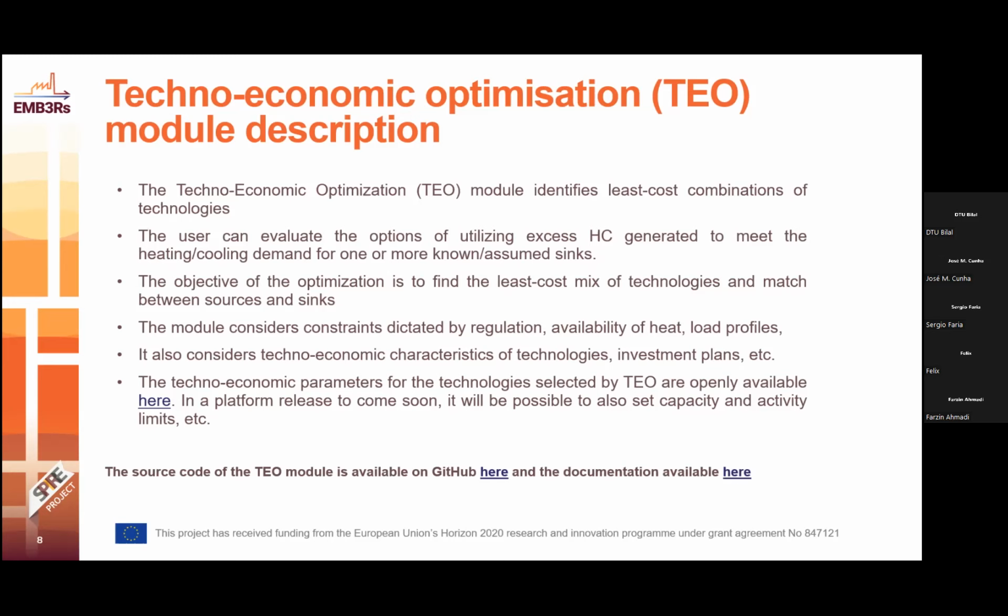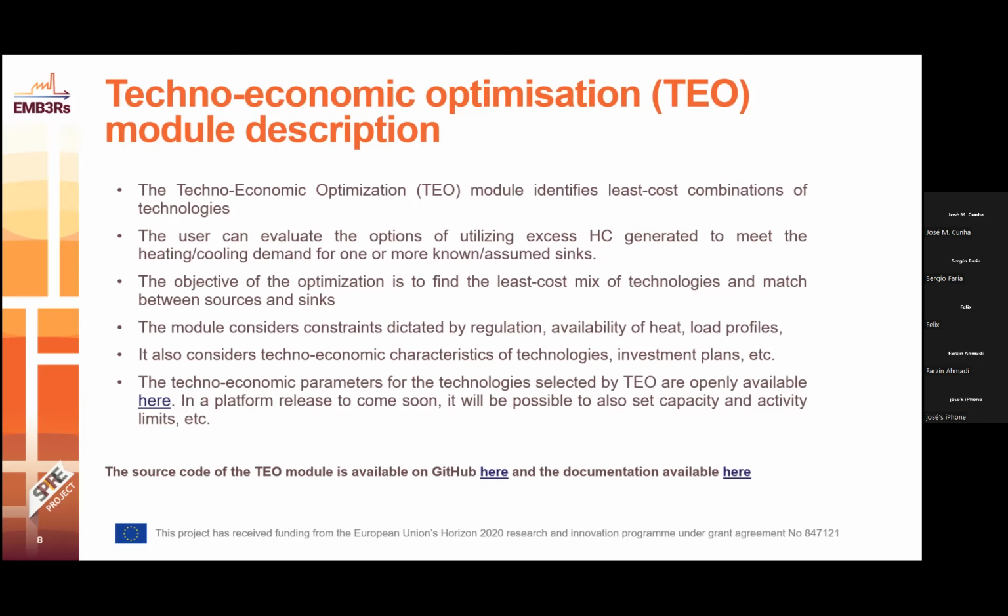So there are several constraints that one can execute in this model, such as regulation, the profiles of heat availability and profiles of heat demand, and also capacity constraints on the availability of excess heat and so on. The main consideration is the techno-economic characteristics of the technologies, such as the capital, fixed and variable costs, and the efficiencies of the technologies. And like I said, the maximum capacities, and if there are any investment plans, that will be considered too.